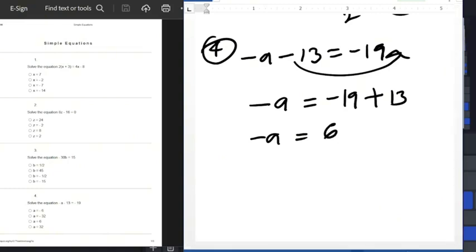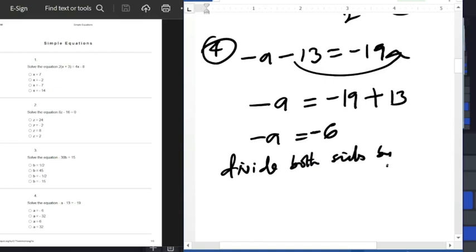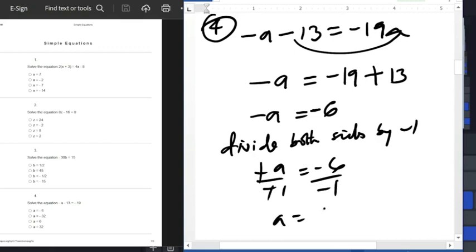Alright, so the sign before the bigger number is minus, so put a minus. So for this, we can divide both sides by minus 1. So the next is divide both sides by minus 1. You can as well multiply both sides by minus 1, you still get the same thing. That is minus A divided by minus 1 equals to minus 6 divided by minus 1. Alright, so this gives us A equals to 6.